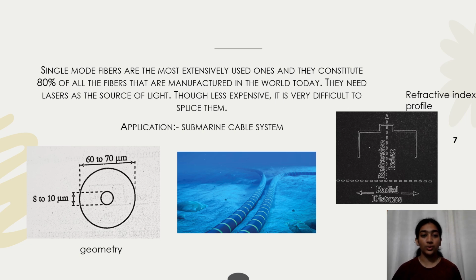Geometry is also being shown, and these are the most extensively used ones, and they constitute 80% of all the fibers that are manufactured in the world today. They need lasers as the source of light. Though less expensive, it is very difficult to splice them. Splice in the sense it is very difficult to join two or more fiber optic cables together. And application they are used in submarine cable system.